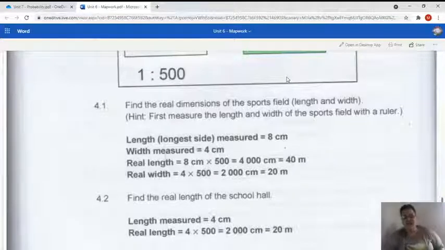So you take 8 centimeters multiplied by 500 equals 4,000 centimeters, which equals 40 meters. Real width, 4 times 500 equals 2,000 centimeters, which equals 20 meters. Okay, are we all understanding? It's really basic. All we're doing is taking the formula given to us, putting in the information that is given to us and that we measure, and we come to an answer, and then we simplify it into meters. Alright?